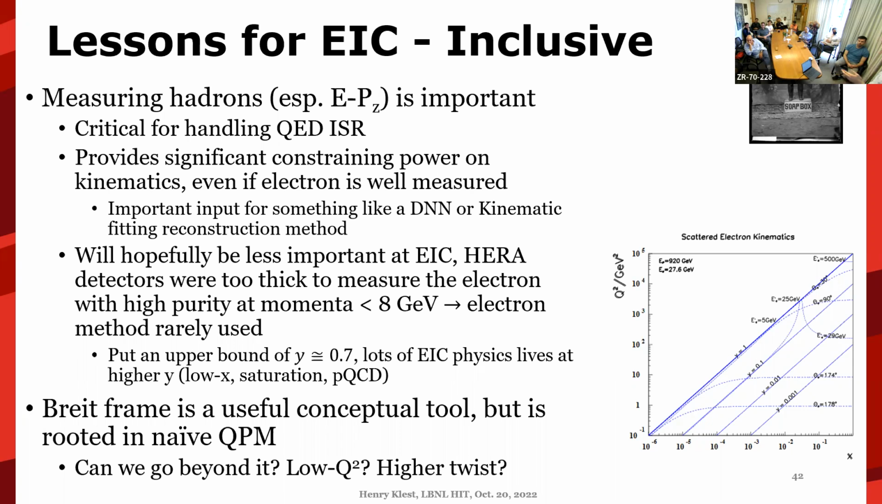So it would be great to not have to go to this restricted kinematic region at the EIC. Additionally, I use the Breit frame very extensively here, but it's very rooted in the naive collinear quark-parton model, where the incoming parton has only momentum in the z direction, and you hit just it and nothing else. In the proton, we know this becomes a good approximation as you go to high Q squared. But for a lot of the EIC physics, it'd be interesting to see if there's some way that we can go beyond the Breit frame. I don't know what that way is, but it's worth thinking about, in my opinion.